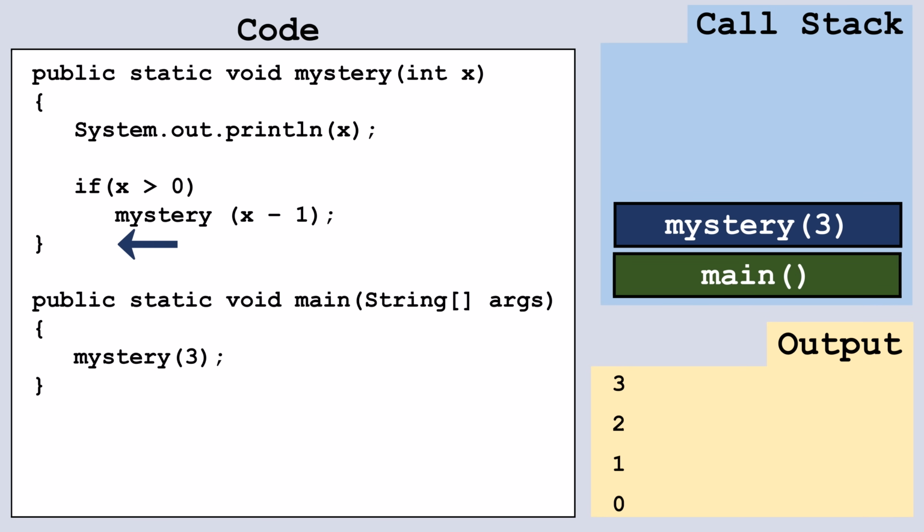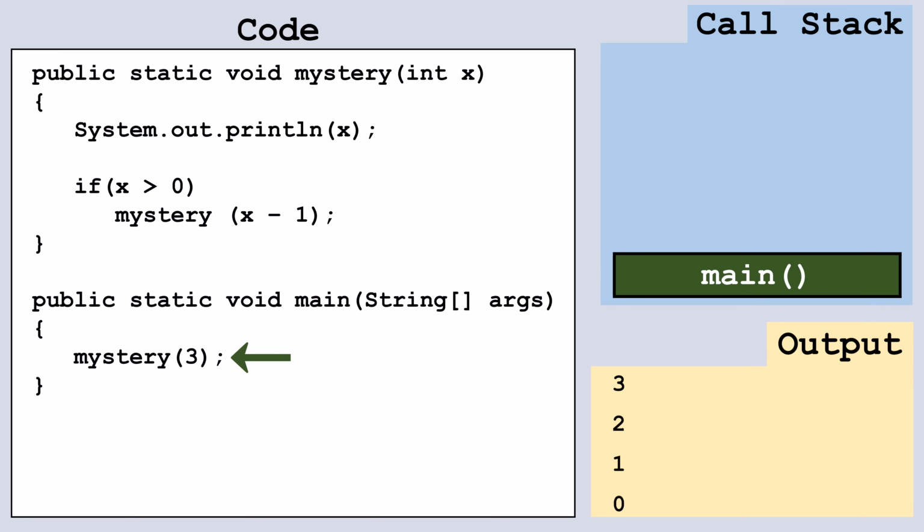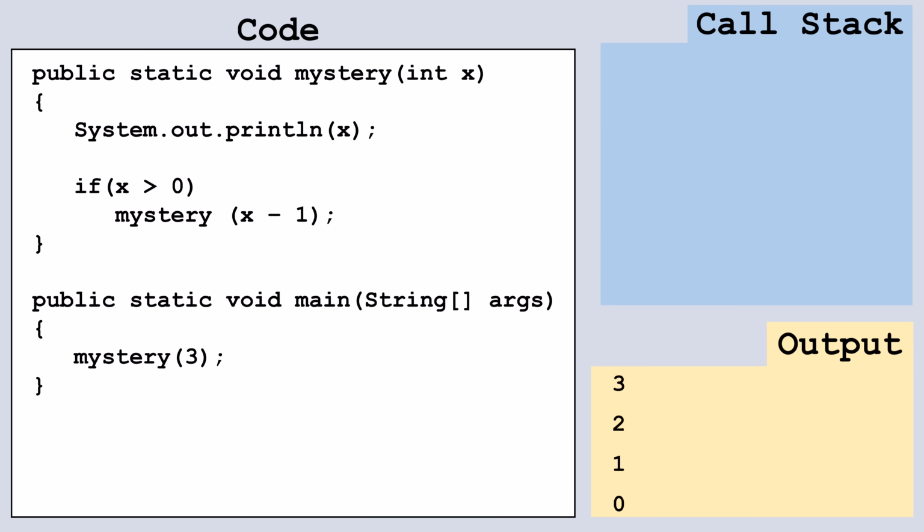We finish up mystery 3 and pop the frame off the stack. The call to main completes and its frame is popped off the stack. You can see the ordering of the outputs is opposite to our head recursion example.